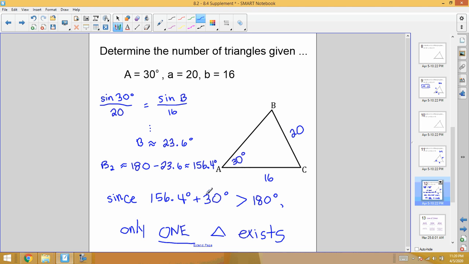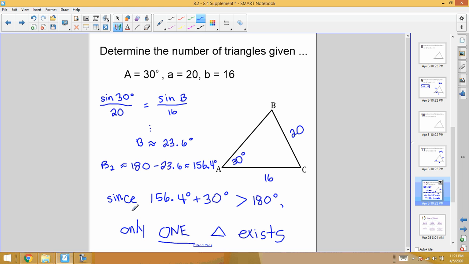This time, however, when I take 30 degrees and add it to 156.4, I get a number that's greater than 180. So since that happens, there's not enough room left over for there to be a third angle. And so when that happens, that means there's only one triangle that exists.